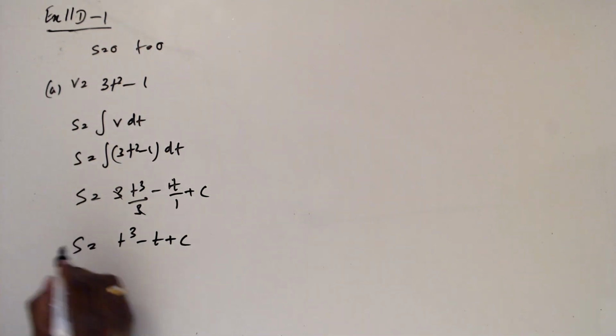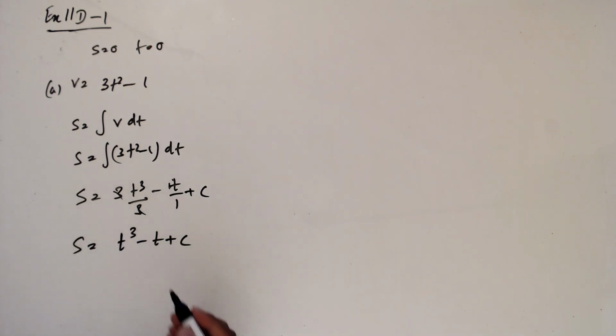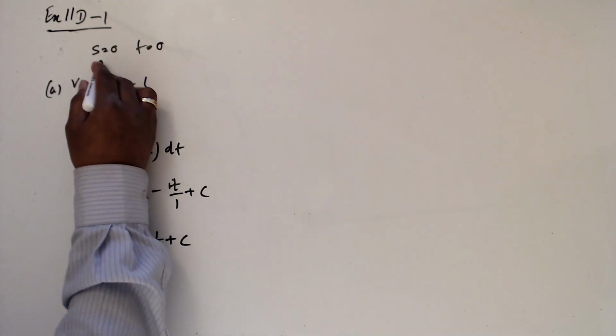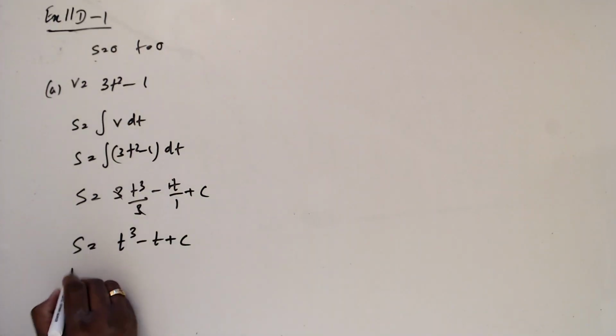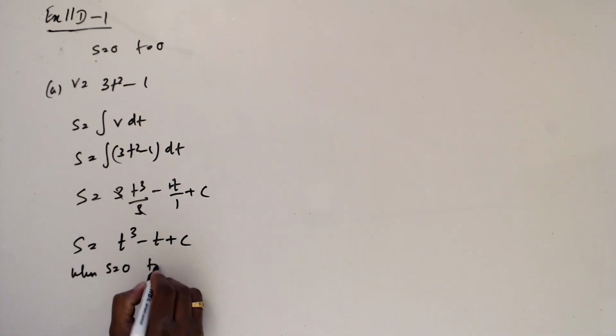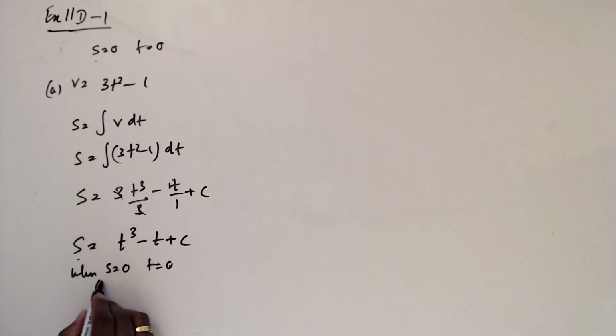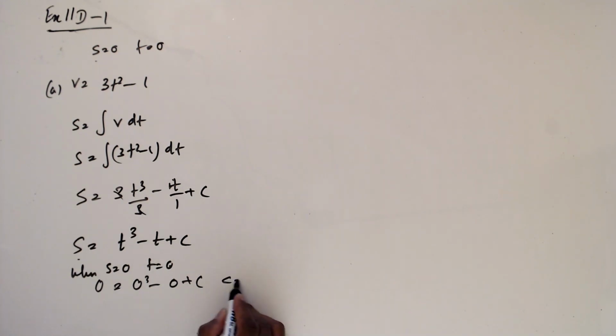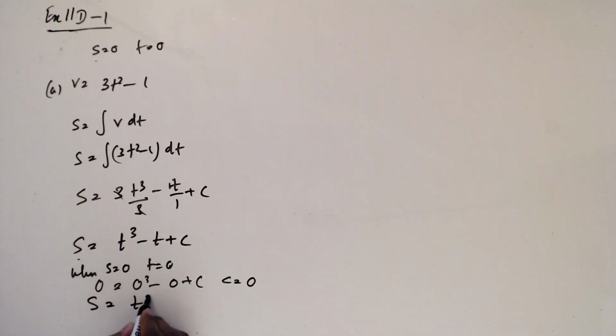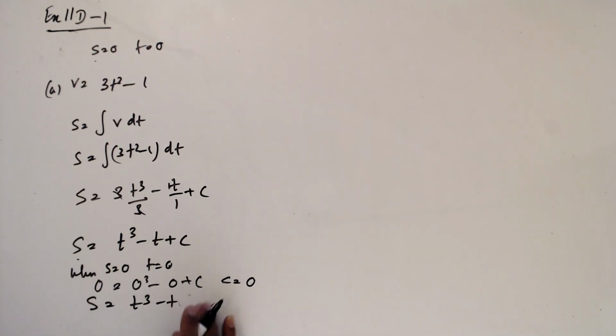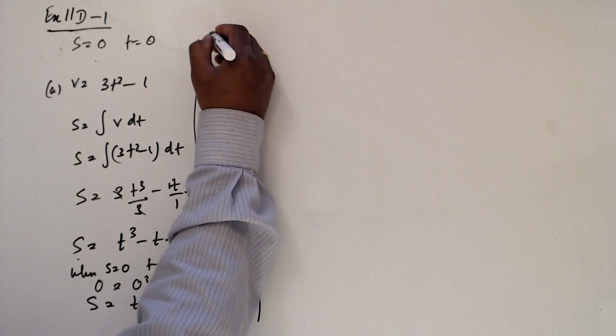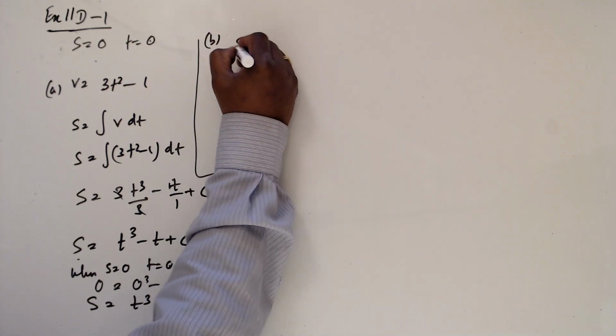Now we need to find this constant. The data is given to find the constant: when S equals 0, t equals 0. We substitute this: 0 equals 0 cubed minus 0 plus C. This shows that C equals 0. It means S equals t cubed minus t, and this is the displacement equation.